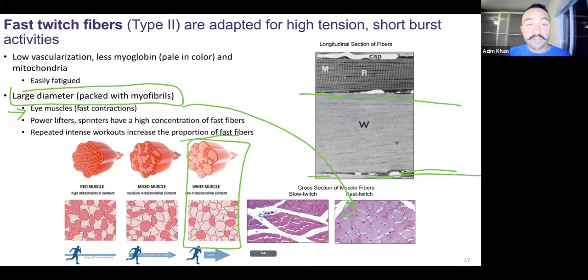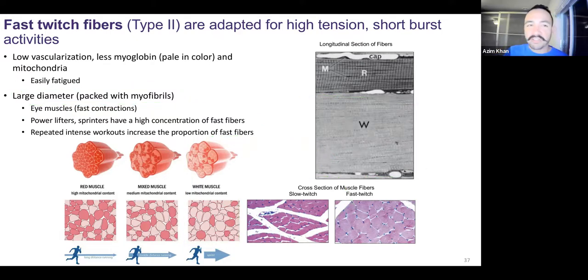And once again, you can train yourself to be more slow twitch or more fast twitch in your muscles by working on more endurance things if you want slow twitch, or working on high power intense things, fast twitch. I was saying that there's actually 3 types of fibers, as you might read. There's an in-between one. We won't talk about it, but we'll just simplify it to slow twitch and fast twitch.